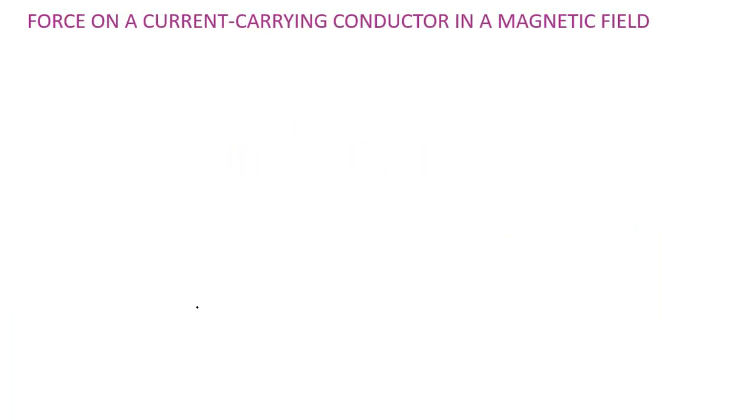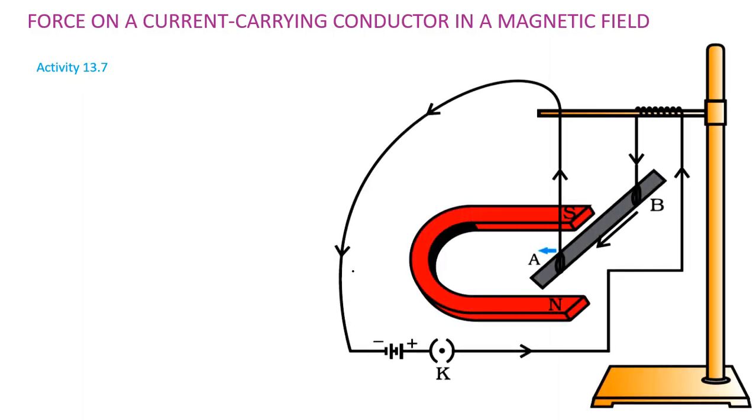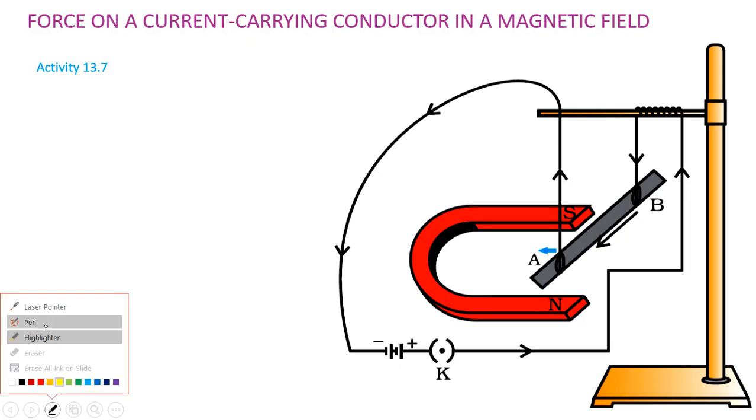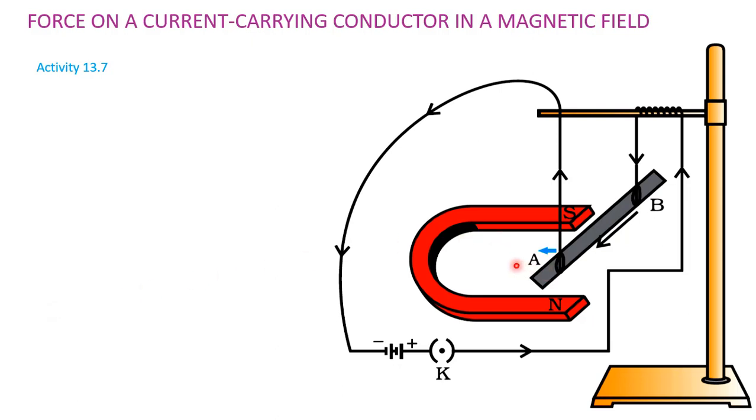Now the next topic is force on a current carrying conductor kept in a magnetic field. First we will see activity 13.7. In this activity, you can see AB is a current carrying conductor, and the current is flowing from D to A.